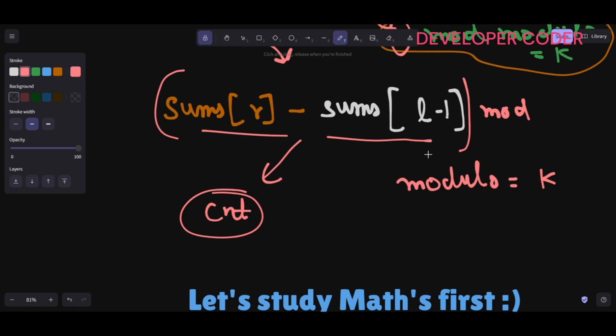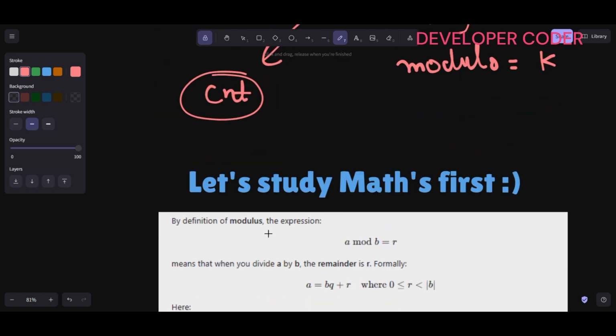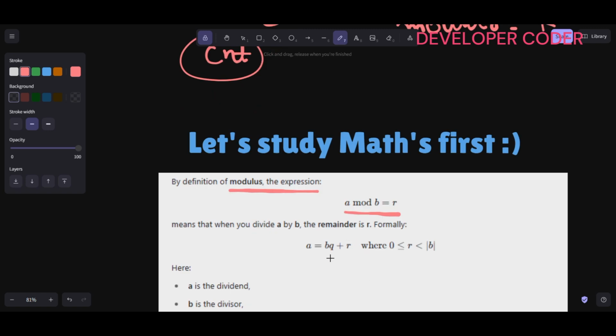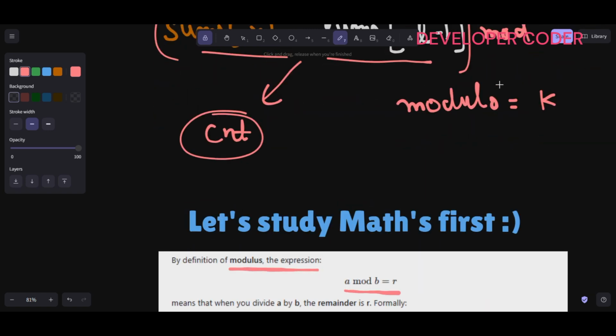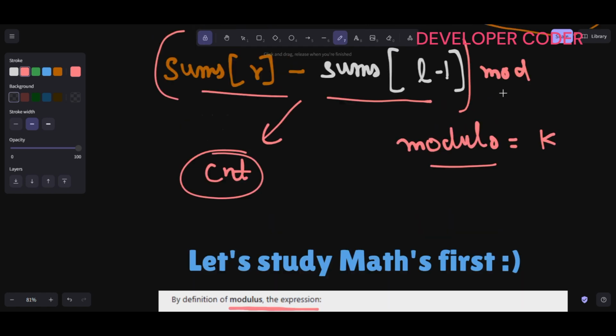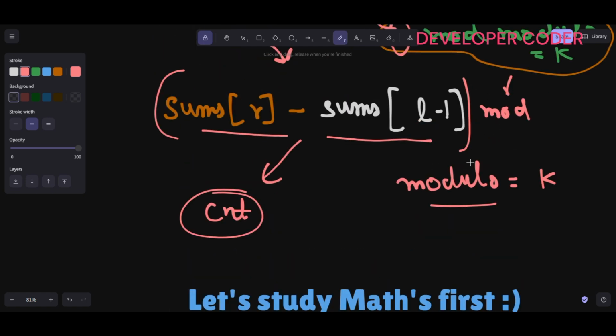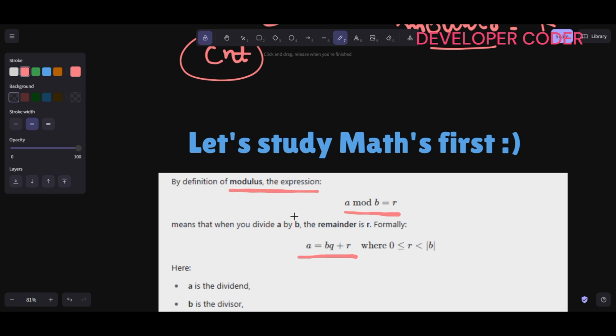Okay, so let's understand this. First let's go over this. By the definition of modulus, the expression a mod b, we are going to write like this: a is equal to bq plus r. Here we are doing this number mod with this modulo equal to k. This is the definition of modulus. The expression a mod b is equal to r means that when you divide a by b, the remainder is r.